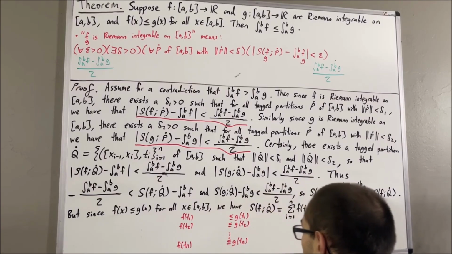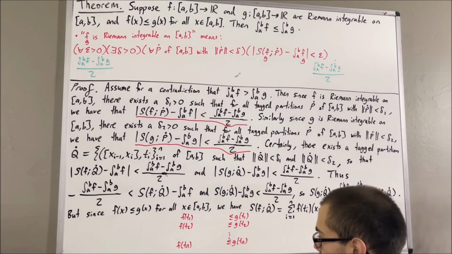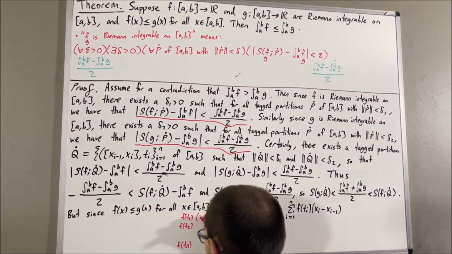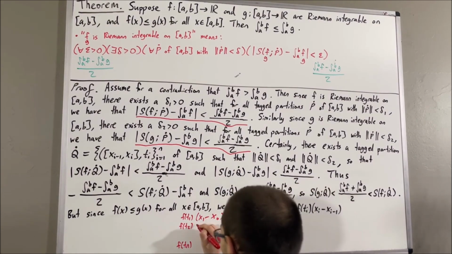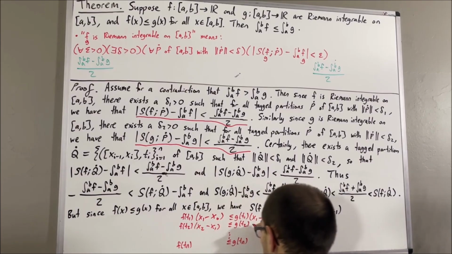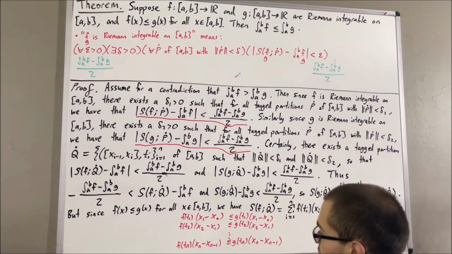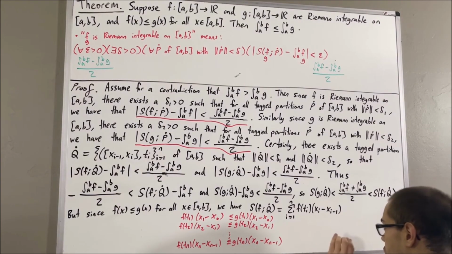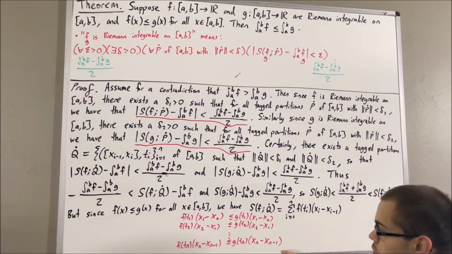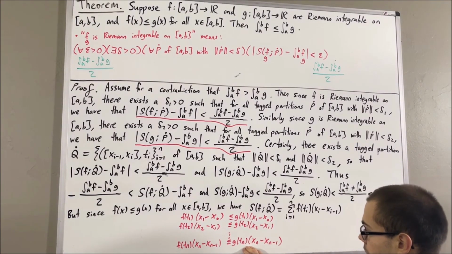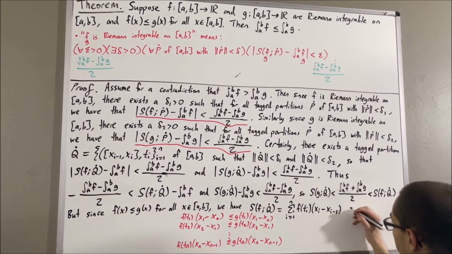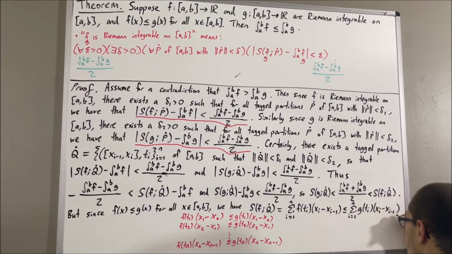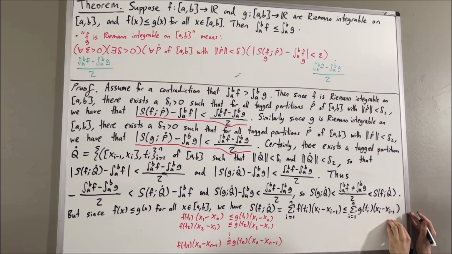And now what we're going to do is, we're going to multiply the length of each corresponding subinterval on both sides of these inequalities. So we'll multiply x1 minus x0 on both sides, x2 minus x1 on both sides, and so on. And so what this shows is that each term of this sum is less than or equal to these corresponding values. And therefore, the sum of all these must be less than or equal to the sum of all these. And by definition, this is precisely the Riemann sum of g.